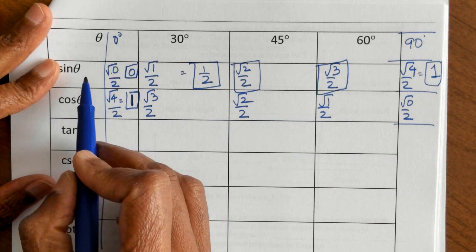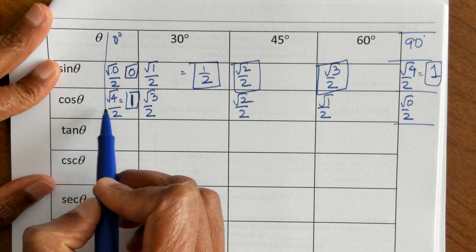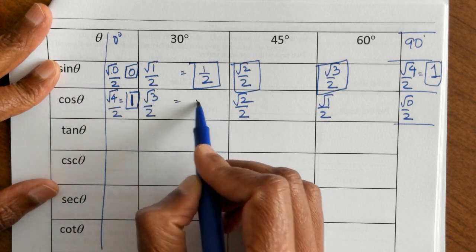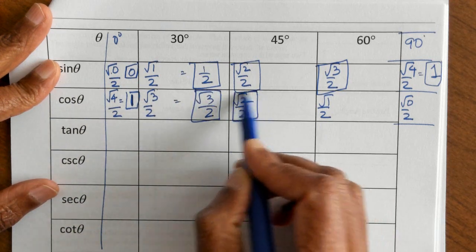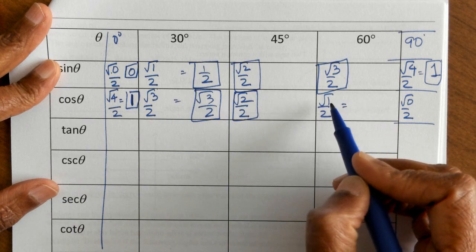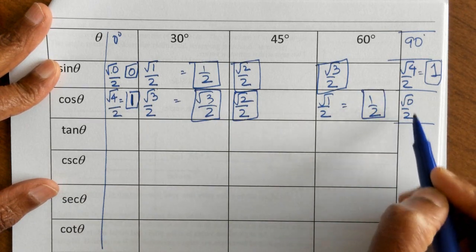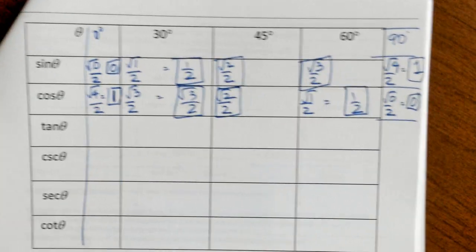This moves from sine 0 degrees is 0, cosine 0 degrees is 1. Square root of 3 over 2 stays as square root of 3 over 2. I'm just rewriting it. Square root of 2 over 2 stays as square root of 2 over 2. Square root of 1 over 2: square root of 1 is 1, 1 over 2 is half. And square root of 0 over 2 is 0 over 2, which is 0. So these are the values.